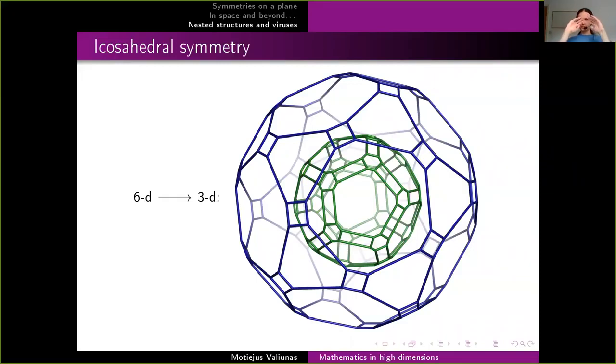And this way we can see that from projecting from 6 dimensions to 3 dimensions, we can have some sort of nested structures like this, and they have icosahedral symmetry. You can see it has some pentagonal things inside here, so we can rotate 1/5 of a turn and it doesn't change. Or you have some sort of triangular things as well. So for instance, this hexagon has symmetries of a triangle, and you can again rotate 1/3 of a turn there.